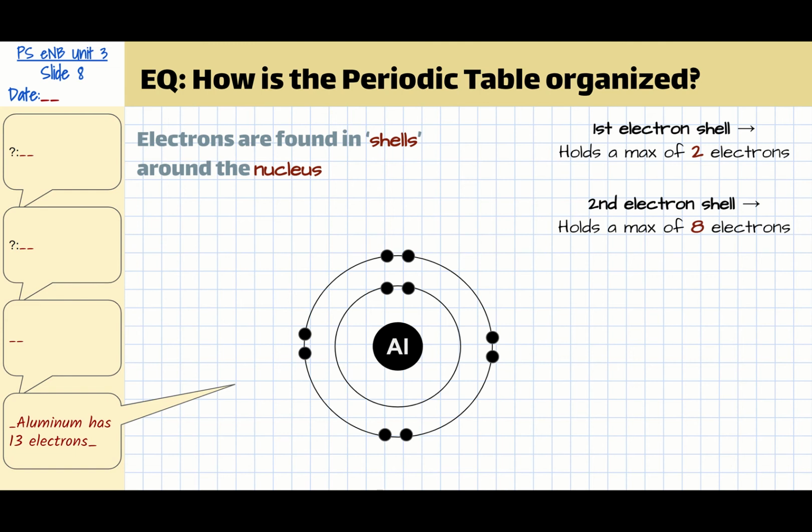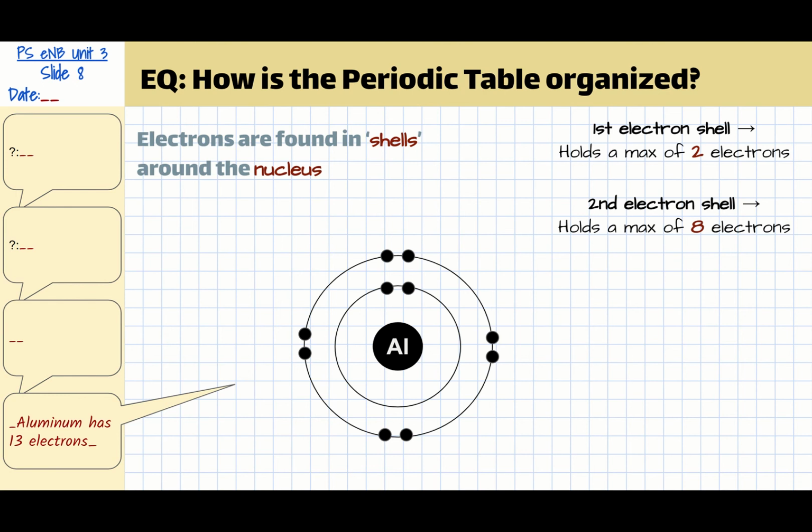So when we're looking at aluminum, which has 13 electrons, the first 2 electrons that you place, electrons want to be close to the nucleus. The nucleus is positively charged, those electrons are negatively charged. The lowest energy spot available for them is that first shell. So those first 2 electrons go into that first shell. The next 8 can fill into the second shell of electrons.